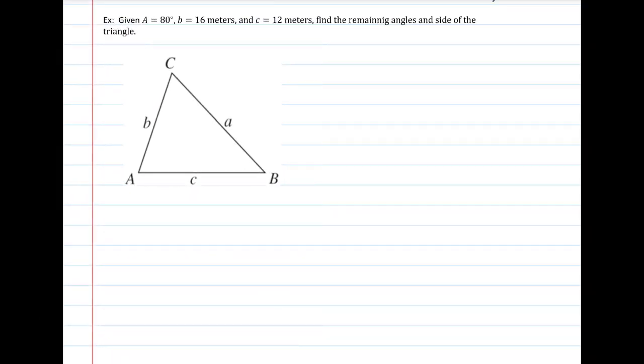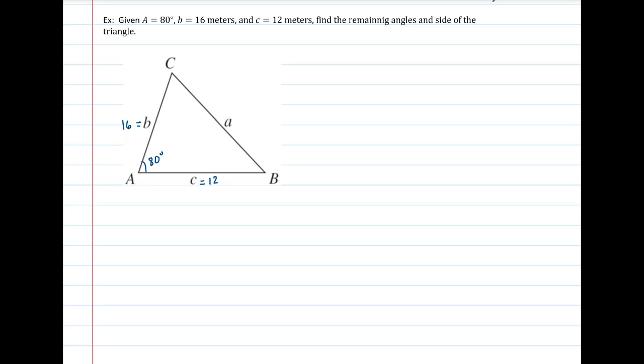Let's see how we do a side angle side. Here we have one angle and two sides, not to be confused with side side angle. Notice the angle is in between the two sides, so we say side angle side. You can't use law of sines either, right?